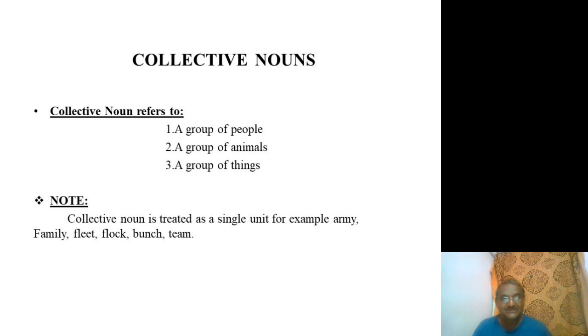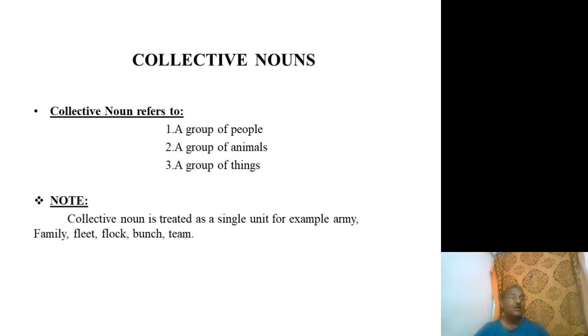For example, a bunch of keys. There might be two, three, four, five keys in that bunch. But the number of keys, that's not important. The bunch is important. The bunch consists of a lot of keys. So many items are there, but all the items clubbed together come as one cluster, and that is said to be a collective noun. Group of people, group of animals, and group of things. Collective noun is treated as a single unit.